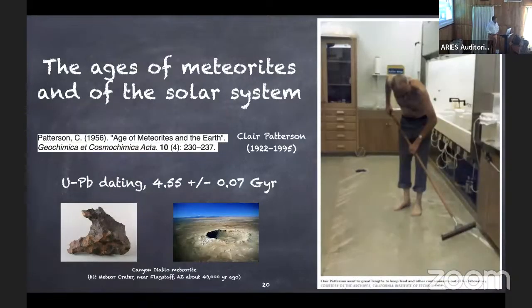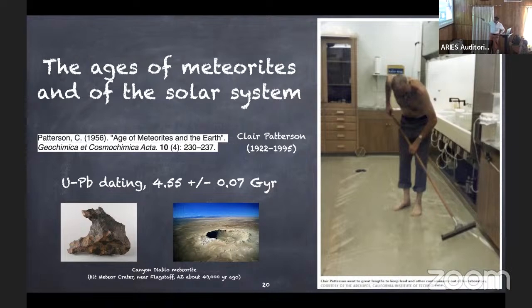How do we know the age of the sun? We know it from the rocks. And this is the gentleman who first found out a reasonable age for the sun. This is Claire Patterson sweeping his lab at Caltech. And the paper is this one, 1956, Age of Meteorites and the Earth. Okay? He measured it from this rock that fell outside Flagstaff. You can go and visit this hole in the ground. This rock fell about 50,000 years ago. But the rock itself was measured, and it turns out to be 4.55 billion years old. Subsequent measurements have shown that that's essentially correct.